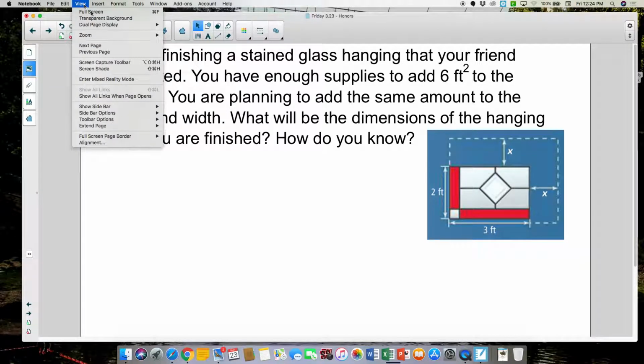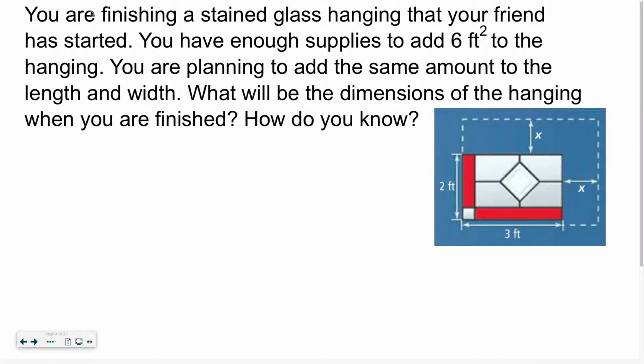Today we are going to work on solving quadratics by factoring. Everything from our last unit comes back. Everything. So here is our situation.